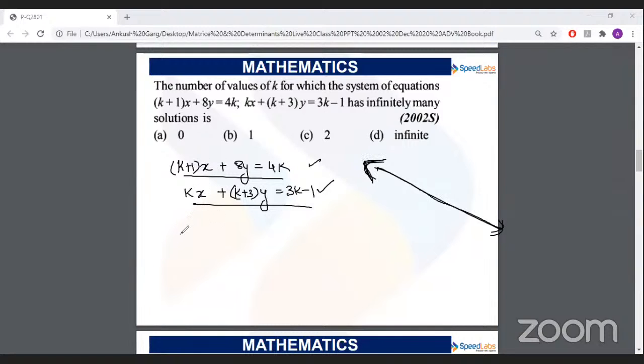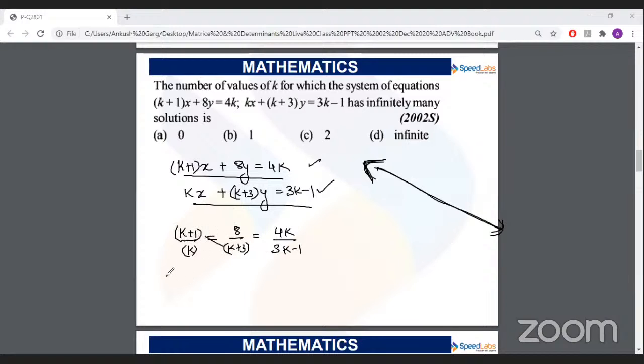So for coincident lines, what is the condition? Ratio of constants should be equal. A1 upon A2 equals to B1 upon B2 equals to C1 upon C2, right? This is the condition. ये condition होती है, तो simply आप वो condition यहाँ पर apply कर सकते हैं. Okay, all ratios to be equal, yes, right? Ratio of coefficients should be equal. Now you can solve this.